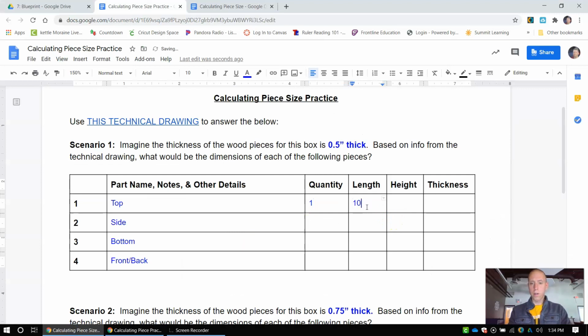So we say 10 inches by 10 inches, and the thickness. We're pretending for this situation that the wood is 0.5 inches thick. So now this is a nice clean way that I know I can take this information into the workshop and cut that. So now let's jump down to the front and the back.